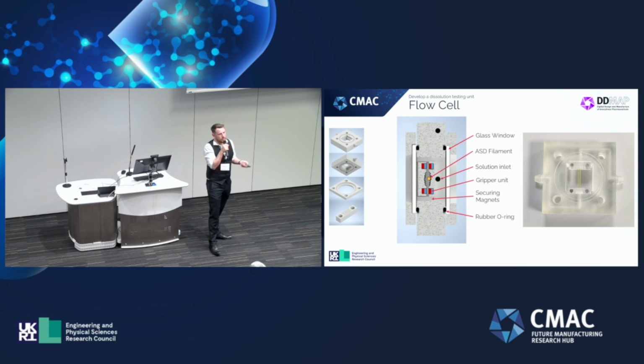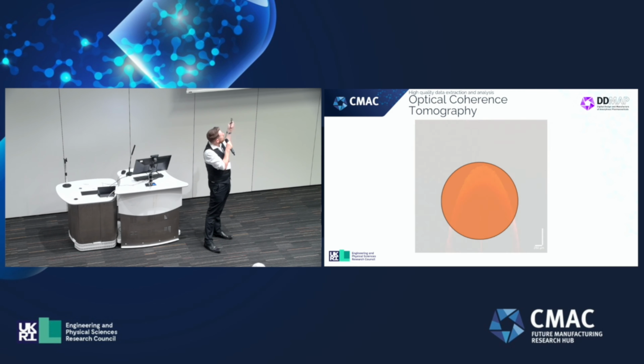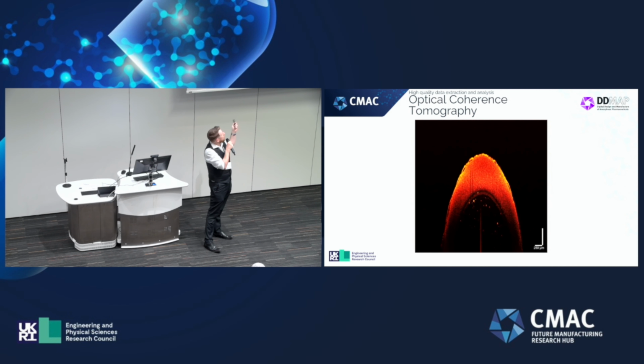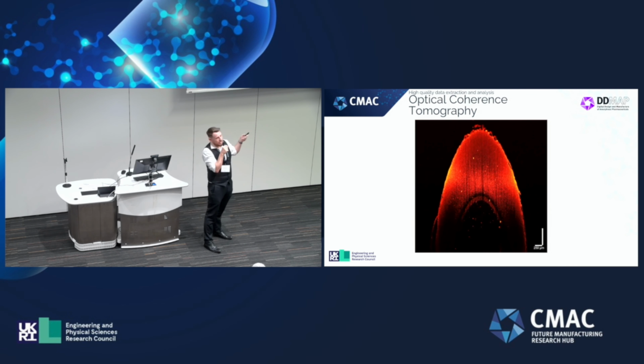So we've developed a little flow cell, just a simple tool for probing dissolution, and we apply OCT. OCT gives us a cross-sectional view of an amorphous extrudate. So you can see here we can get 2D, 3D scans, and we can get data really, really quickly and get really interesting tomography of what's going on inside a sample.